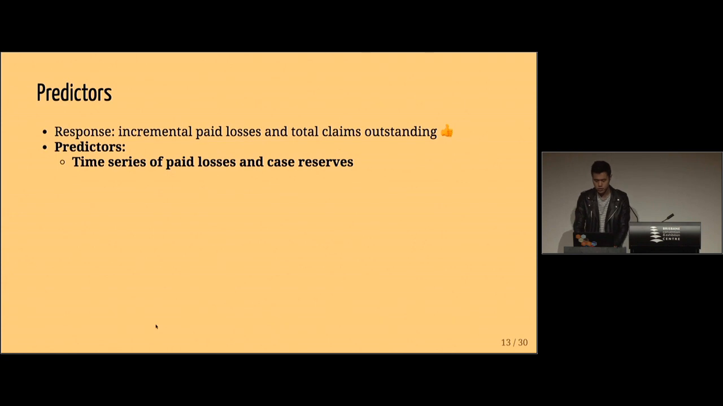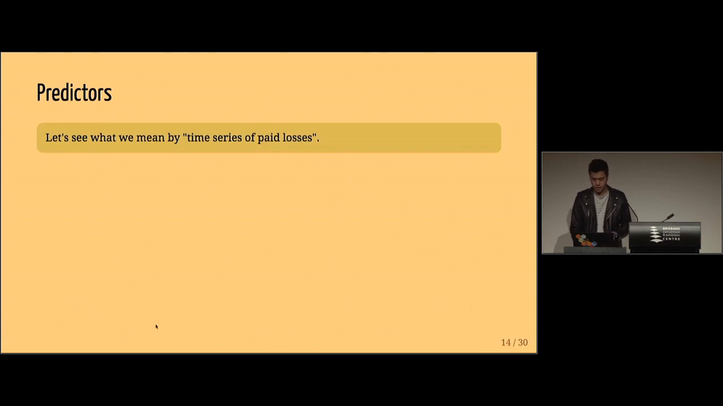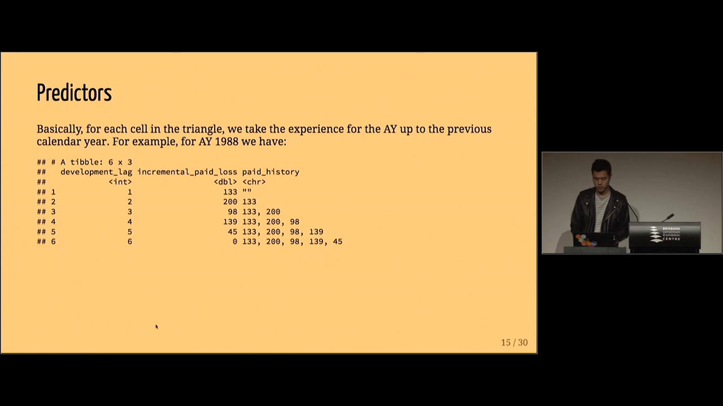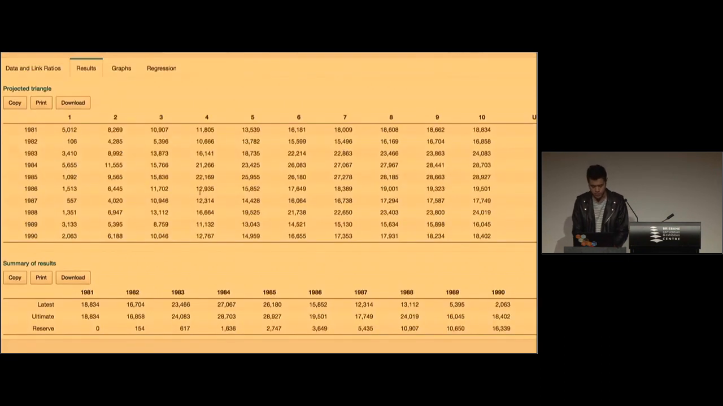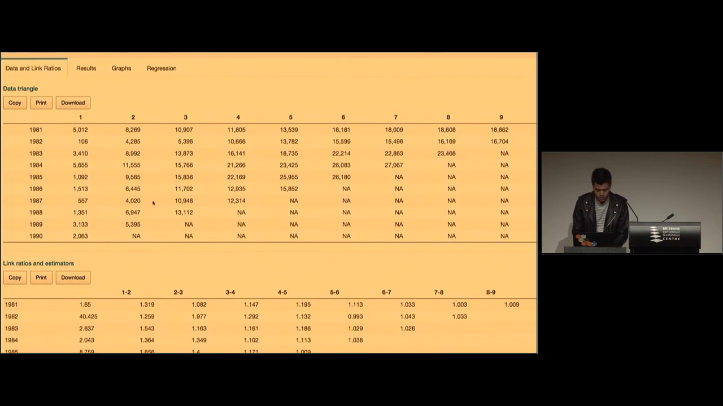And for the predictors, we're going to use the time series of paid losses and case reserves. So what do we mean by that? Taking one accident year as an example, if we look at the first column, there are really no numbers to the left of it because we don't have any history. But as we move along the development periods, we start to have some history. So coming back here, for example in 1987, in order to predict this 10,000 number, we can take advantage of the prior development experience.